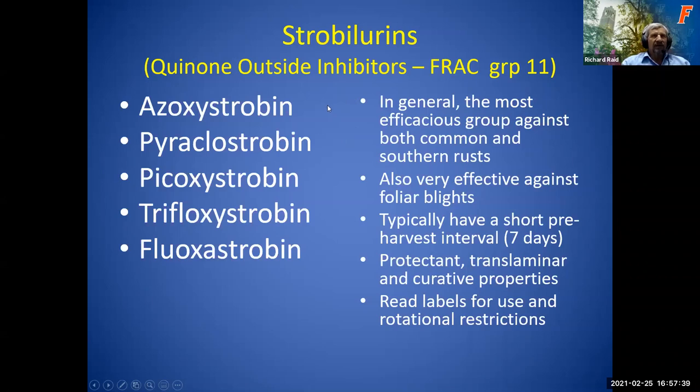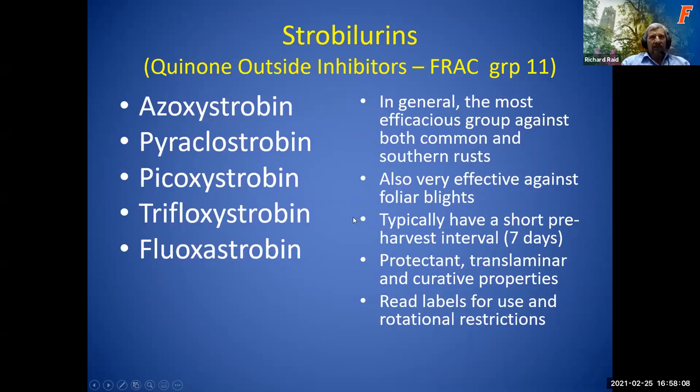Most of these have been out for many years. Thus far, I have not seen what I would term resistance to any of the strobilurins or the triazoles on corn, but it's something that we always need to be aware of and conscious of. These are really the most efficacious group against common and southern rust. They also have very good blight activity, but in terms of rust, your strobilurins are your strongest chemistries.